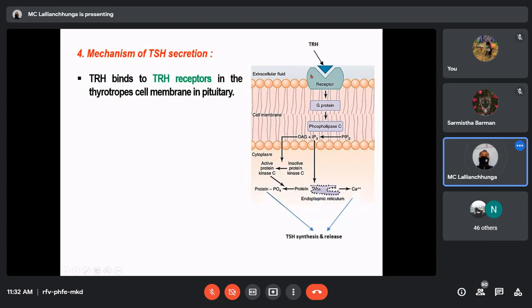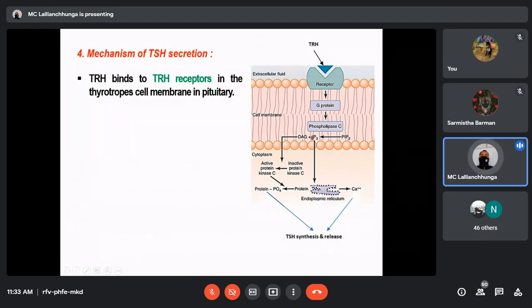Here, this is the receptor of the TRH. It binds here, and it will also stimulate the G protein which is present in the cell membrane. This activated G protein will then activate phospholipase C. What is the function of this phospholipase C? It will convert PIP2, phosphatidyl inositol diphosphate, into IP3, inositol triphosphate, and diacylglycerol.